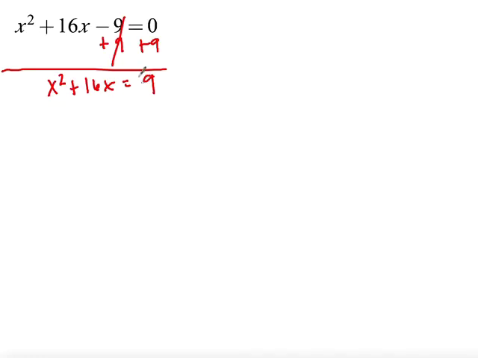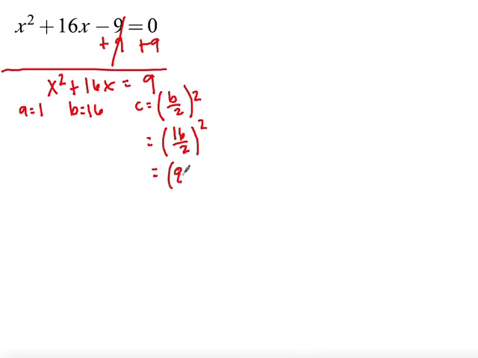Now, this 9, once I move it over, is not C. So I'm going to ignore this 9 for right now. In order for me to complete the square, I need to figure out what a C would be. So I'm going to start by saying A is 1, B is 16, and then to get C, I'm going to do B over 2, and then square that number. I know that my B is 16, so it's 16 over 2, and then I square that number. 16 over 2 gives me 8, and then I square that number. So my C is going to end up being 64.